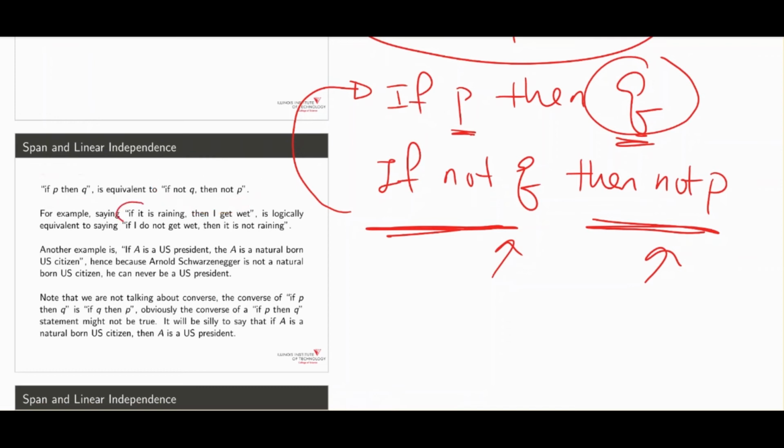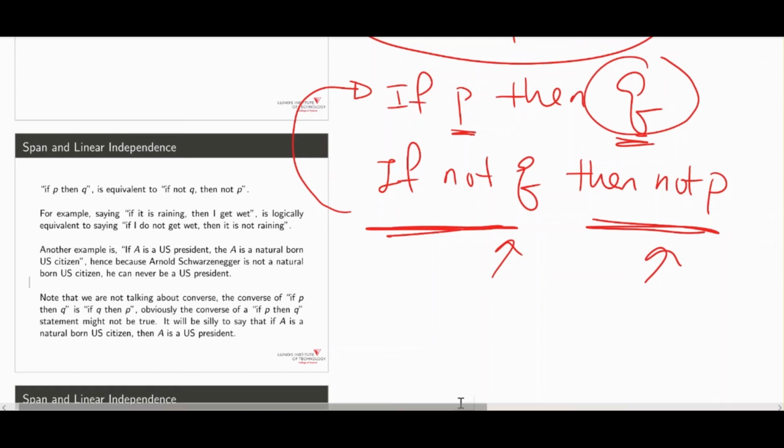So for example, if it is raining, then I will get wet. It's logically equivalent to saying if I do not get wet, then it is not raining. Or, if person A is a U.S. president, then person A is a natural-born U.S. citizen. A U.S. citizen can be natural-born or naturalized, right? You don't have to be born here. You can get your permanent residency, go through all the legal stuff, and be naturalized as a U.S. citizen. But we're not talking about that.